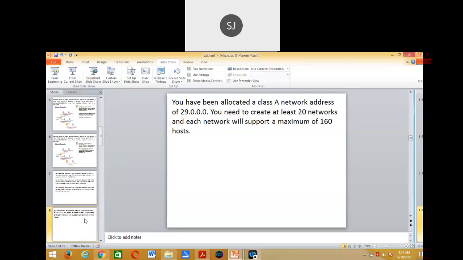So for a class A network, 8 bits are used for network ID and the remaining 24 bits are used for host ID. Now if you see here, 29, how do you write it in binary? Can you tell me? How do you write 29 in binary using 8 bits?